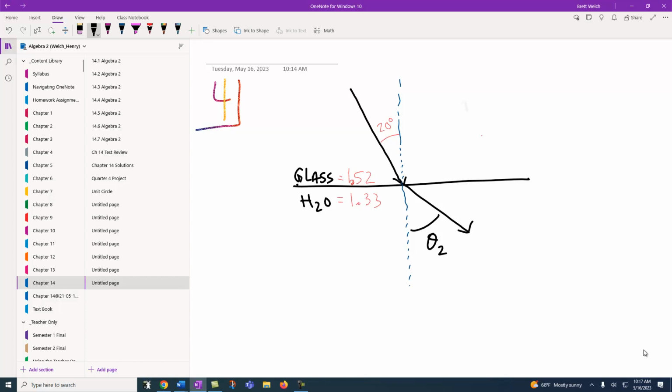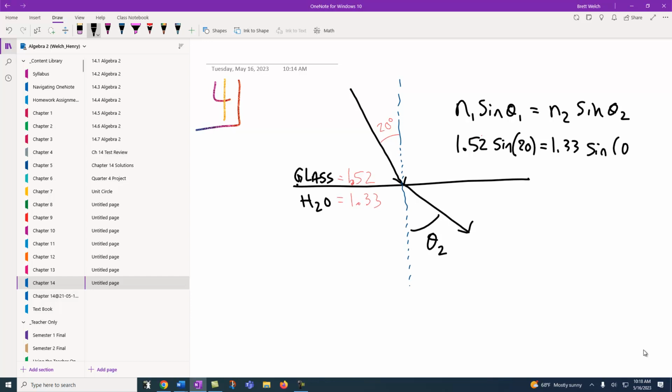Snell's Law: N1 sine of theta 1 equals N2 sine theta 2. N1, our first material, is 1.52 times the sine of our theta 1, which would be 20 degrees. Should equal 1.33 times the sine theta 2. It's a pretty straightforward calculation. And we divide by our coefficient and we take a sine inverse. Do make sure that your calculator is in which mode? Degree mode.